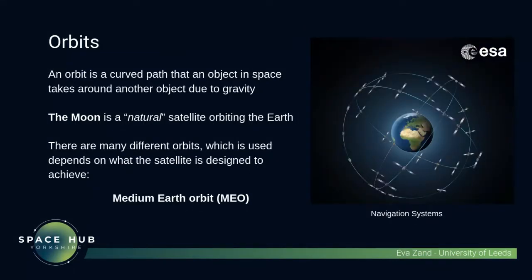There are also other satellite orbits, like the medium Earth orbit, which is located between GEO and LEO, and this kind of orbit is usually used for navigation systems. So as soon as you get any kind of information on your phone regarding where you are, this information is usually coming from satellites in the medium Earth orbit.